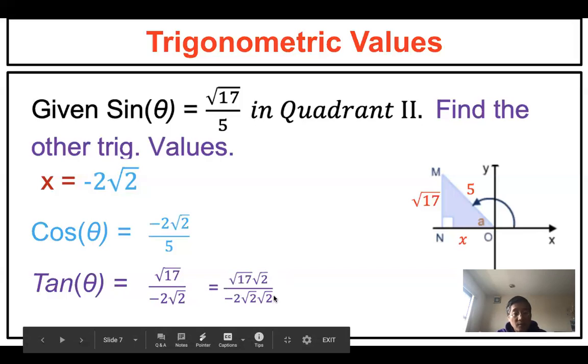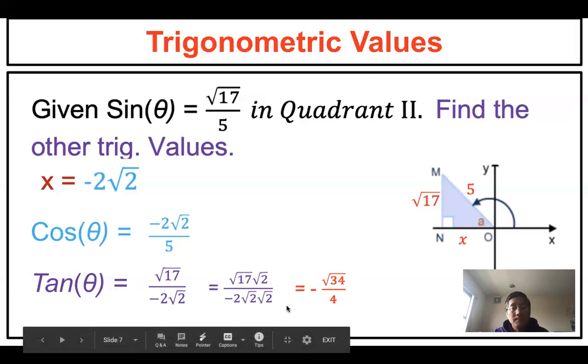But now, what happens is, radical 2 times radical 2 is 2. 2 times 2 is 4. So the denominator will be negative 4. And the numerator: radical 17 times radical 2. When you have two radicals multiplied, you can put them in one radical. So 17 times 2 is 34. Yes.